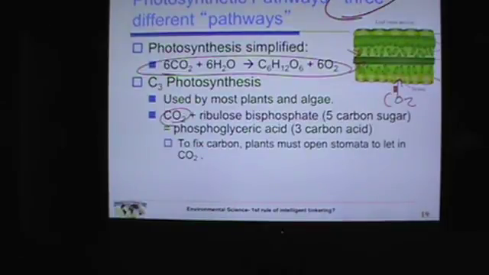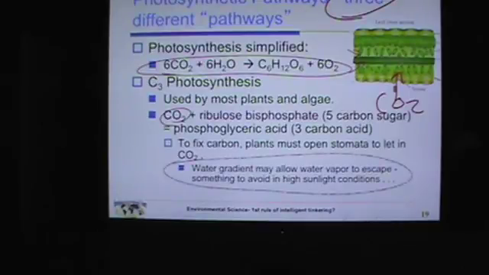To fix carbon, plants have to open their stomata and let in CO2 right through there. Now, when they're letting in CO2, they're also letting out water vapor. Water gradient, we'll talk more about this in a later lecture, may allow that water to escape. That's not a problem in Florida when it's raining like crazy, but in high sunlight conditions in the desert, you might want to avoid that.